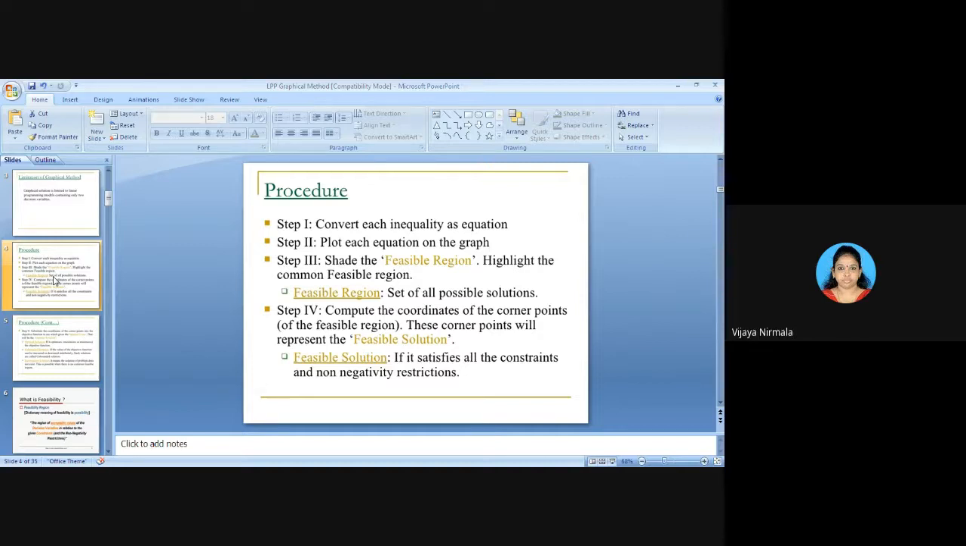What is a feasible solution here? If it satisfies all the constraints and non-negativity constraints. So whatever the constraints that are there and also the non-negativity constraint, that is x1, x2 greater than or equal to 0, if it satisfies all these, that is said to be a feasible solution, right?